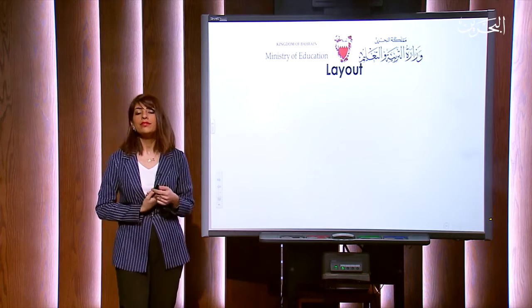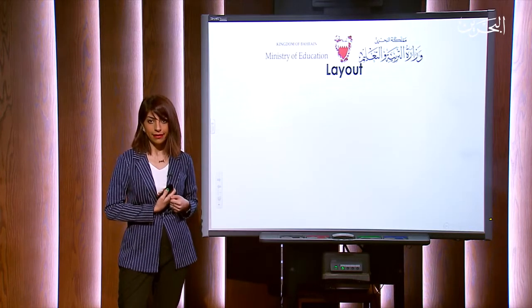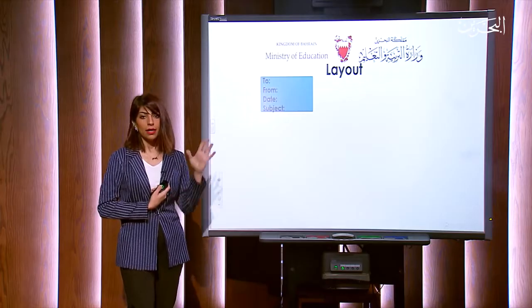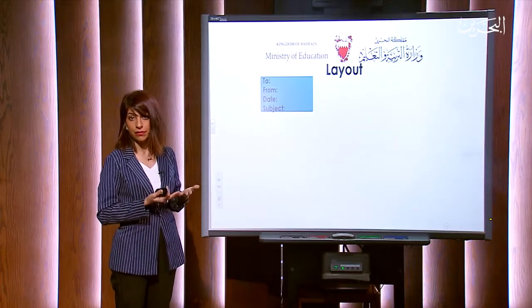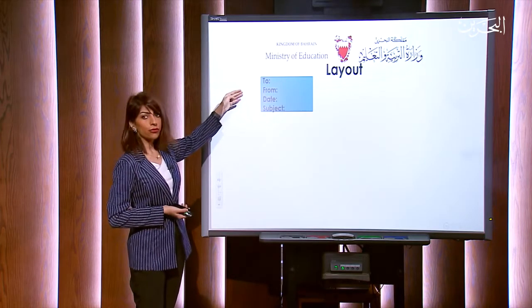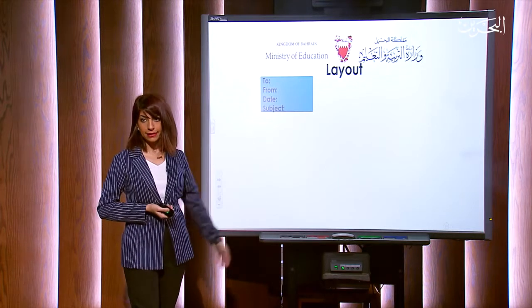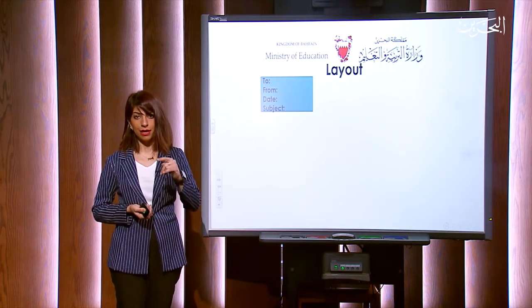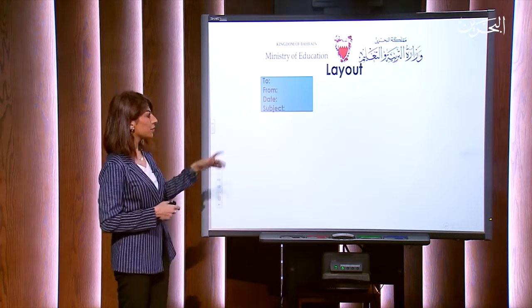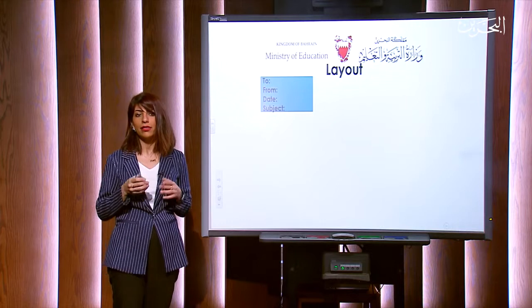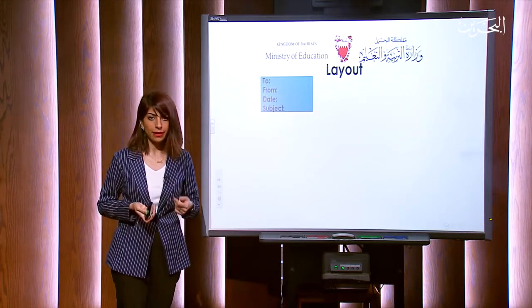Now, let's move to the layout of writing a memo. Pay attention, my dear students, to this. All the formal memos have to start this way. It should address the person who's going to read or receive the memo: to, from, date, and the subject. It has to have the name of the receiver, the sender, the date, and the subject. Or you could just say RE, the reference. What is the topic about?